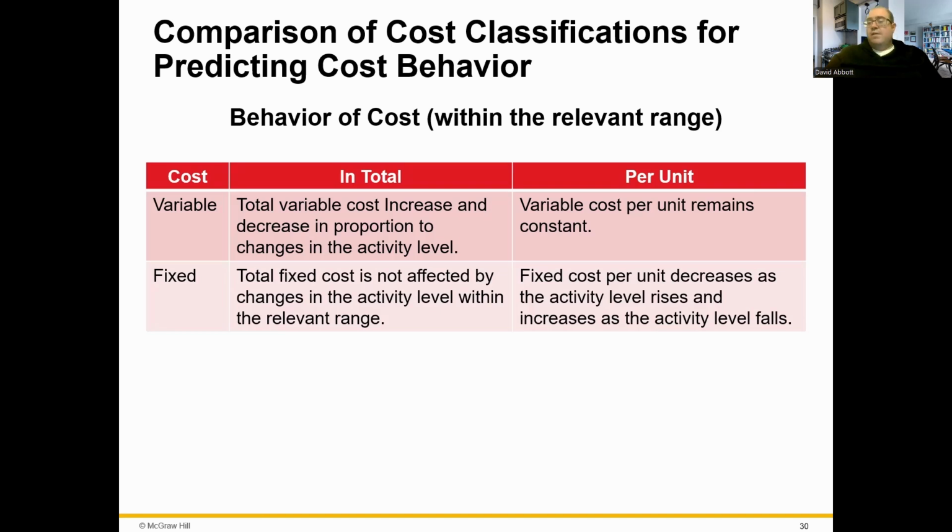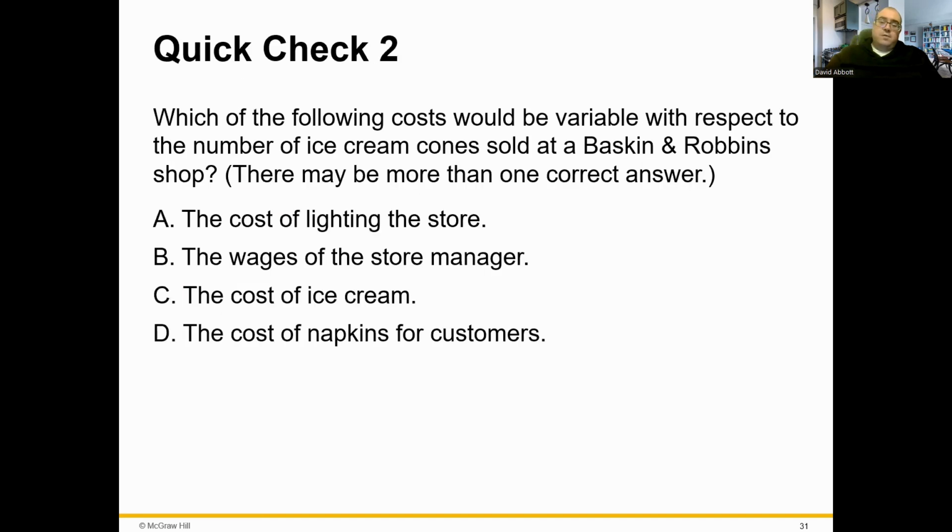But our fixed costs are not going to be affected by changes of activity level within a specific relevant range. Now, as I say, once you go outside of that, then it's going to be different. And then our fixed cost per unit would decrease when activity rises and would increase when activity level falls.